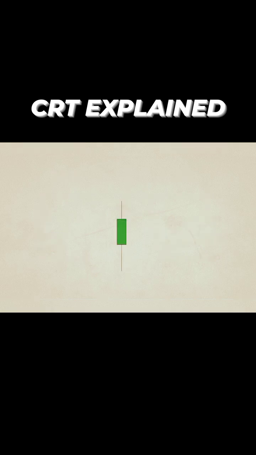Let's go through an example. Here we have a 4-hour candle. We wait to see which side price takes out. And as you can see, price took out the high and then closed below it. That gives us our CRT high. At this point, we expect the market to move down toward the CRT low. So we drop to the 15-minute chart.